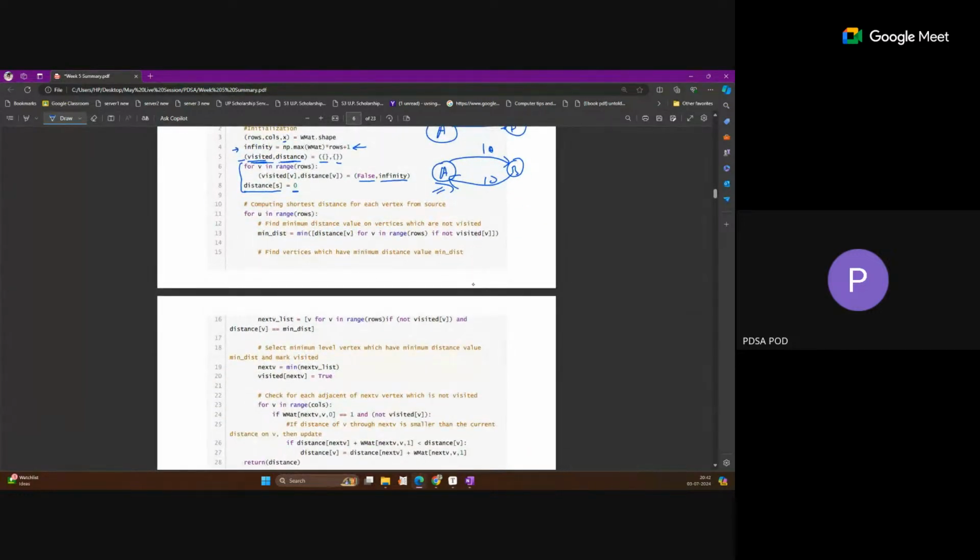Now we will repeat this process. After that, for u in range of rows, we will repeat this process for each vertex. So however many vertices we have, we will repeat.